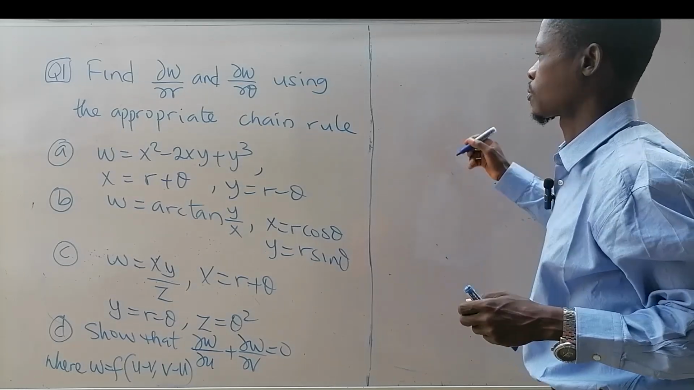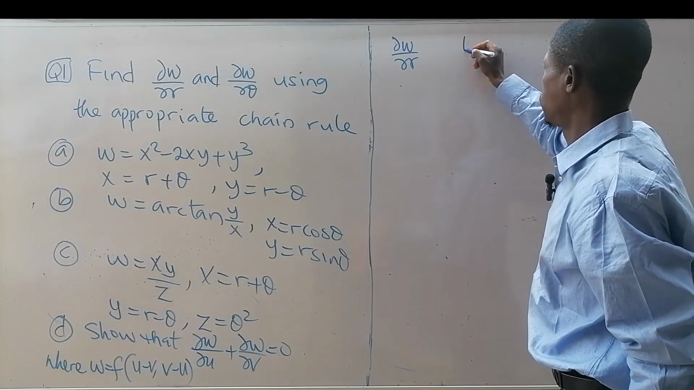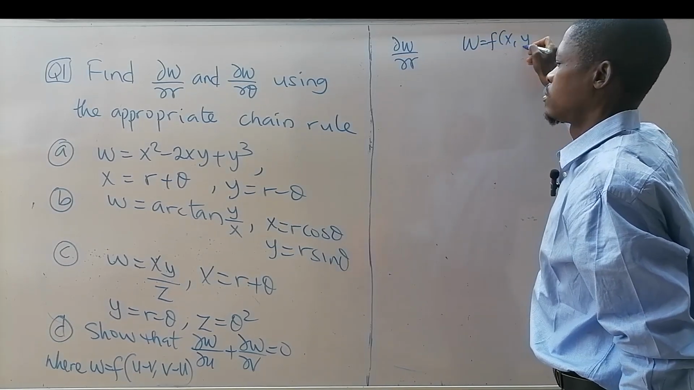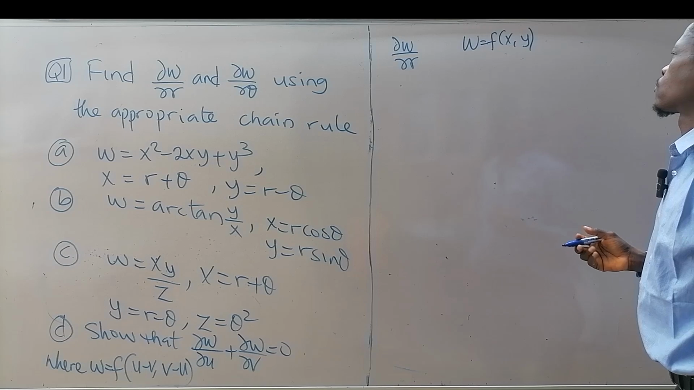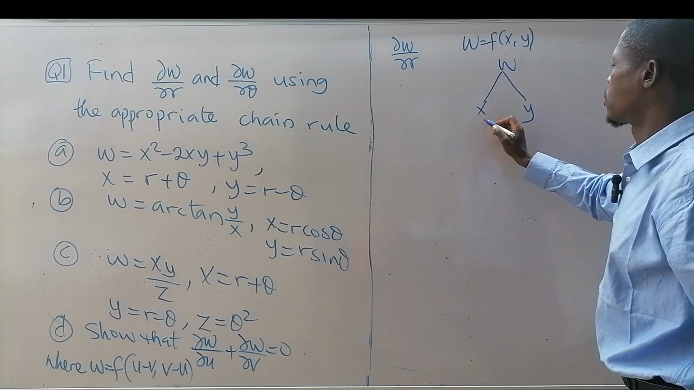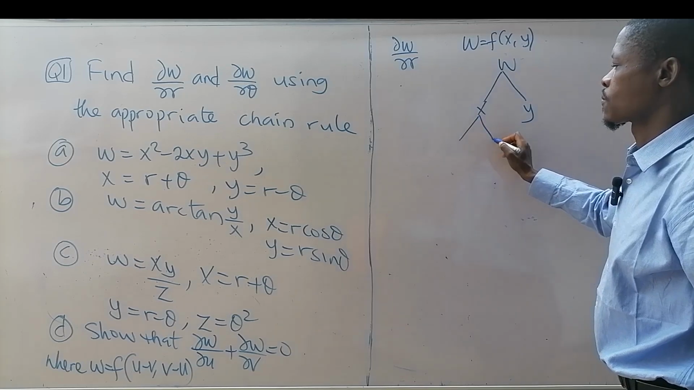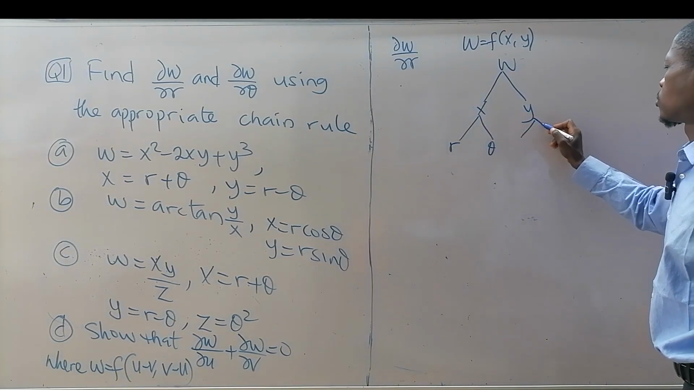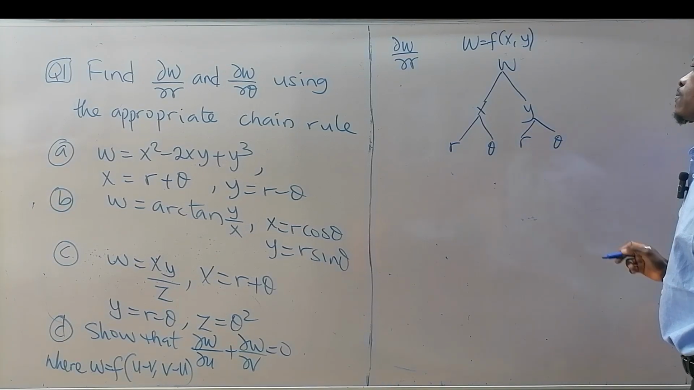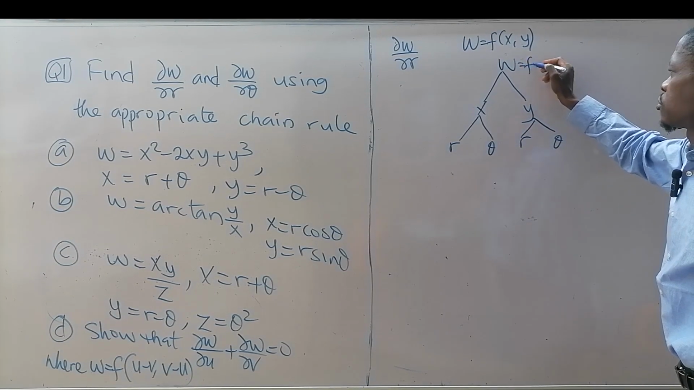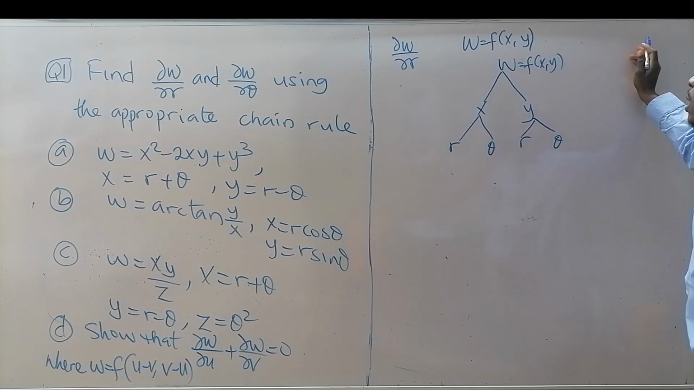So for the first one, let's do the chain rule. W is a function of two variables. The tree diagram will be this, and this one is a function of this and this. This one is also a function of r and θ. That's the tree diagram to put here. F is a function of x and y.